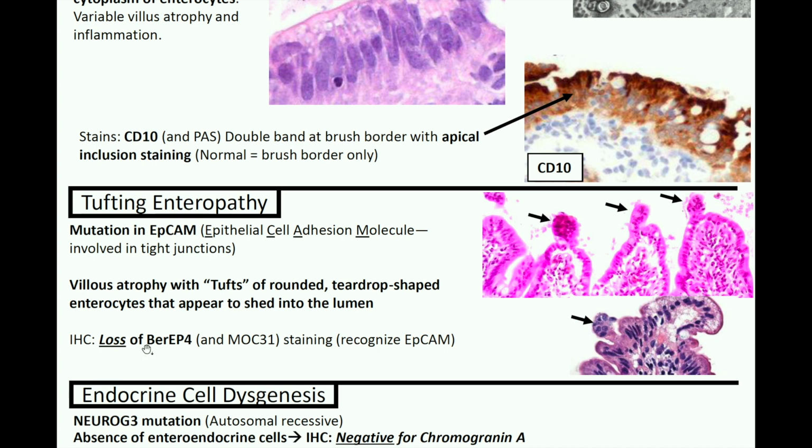Next up, you've got endocrine cell dysgenesis. So this is a NEUROG3 mutation, an autosomal recessive condition leading to absence of the enteroendocrine cells. And on IHC, it's going to be negative for chromogranin A and normal to mildly blunted villi.